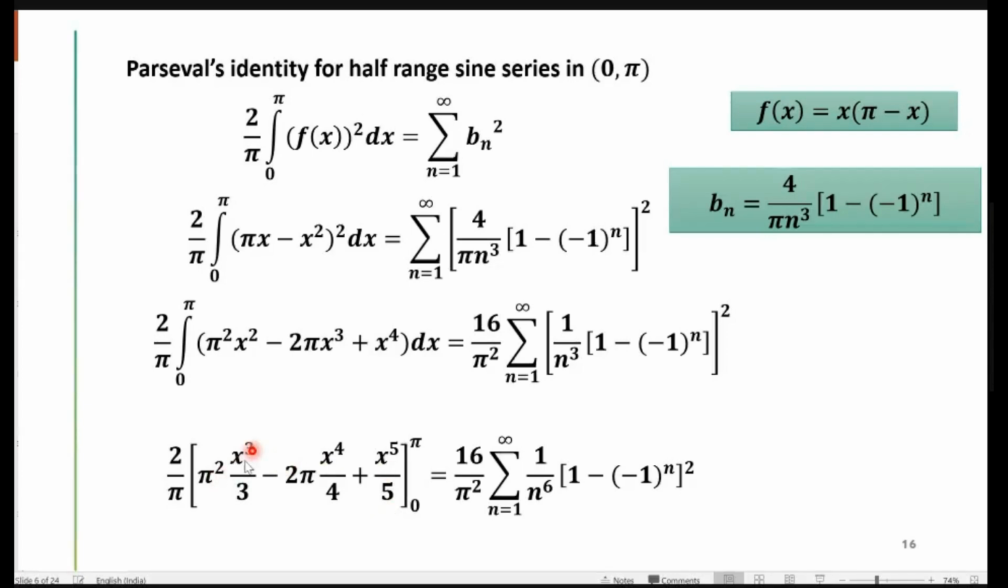So pi square into pi cube, pi raised to 5. Pi into pi raised to 4, again pi raised to 5. Here also pi raised to 5. So we can take pi raised to 5 common. So what we are doing is applying Parseval's identity. fx के बदले जो भी हमको दिया है उसको सब्स्टिट्यूट करना है और उसको स्क्वायर करके इंटीग्रेट करना है. राइट हैंड साइड में bn सब्स्टिट्यूट करना है और जो भी टर्म्स विदाउट n वाले हैं उसको बाहर लेके we have to just simplify those terms.